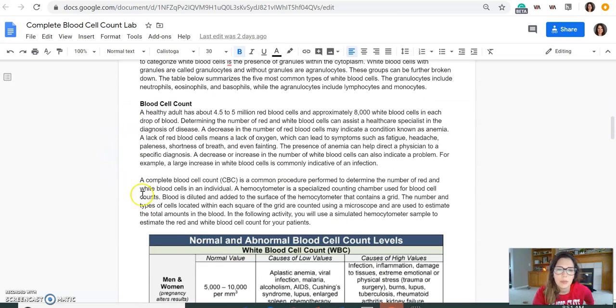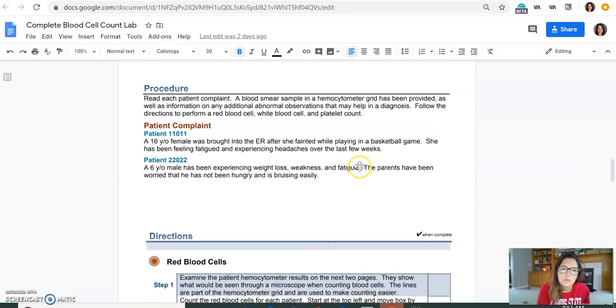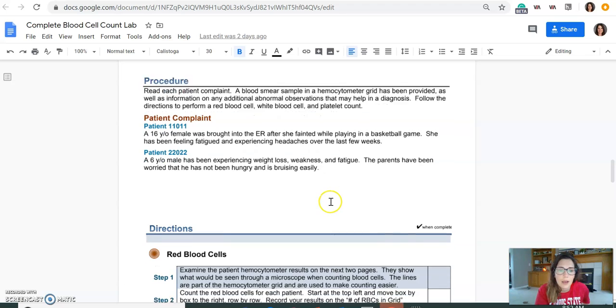Okay, read about the blood cell count test here. Look at this table showing normal blood values for the 3 types of blood cells. If your blood cell count is low or high, read about these causes. And then read about our procedures. We only have 2 patients to look at.